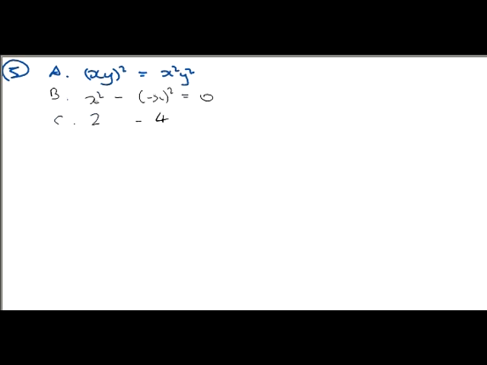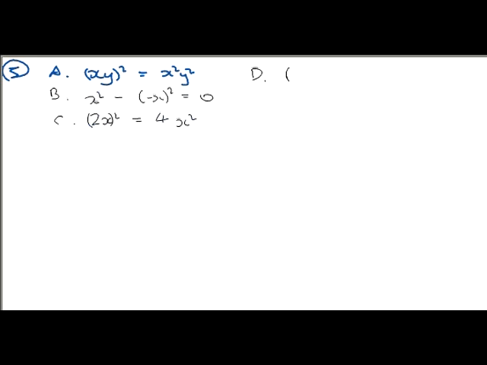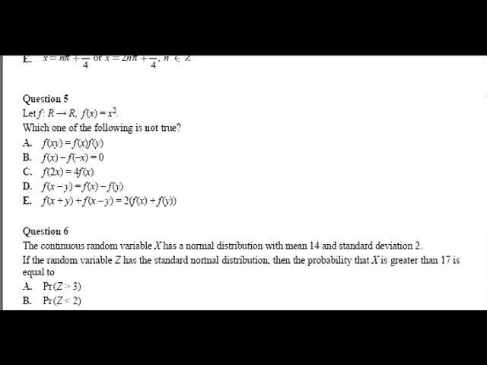Is it going to be the same as 4 times x squared? Again, no problem. Look at D. What does D imply? D implies x minus y squared is equal to x squared minus y squared. You all know that's not correct, because when you expand that out, you're going to have some kind of middle term going on. So D is the incorrect one.